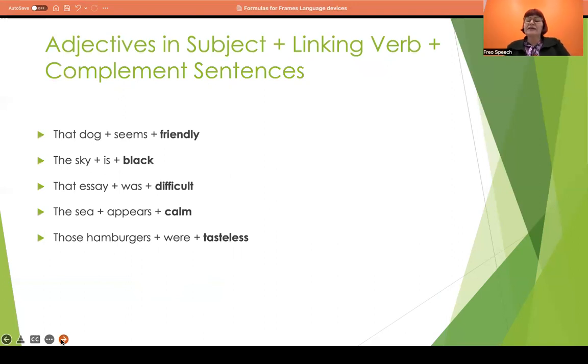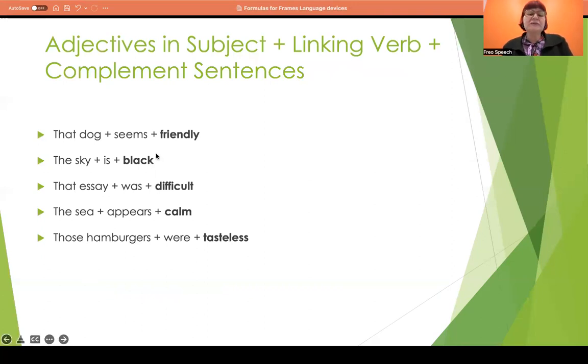And we also, this is a tricky one, lots of people don't realise that when we've got a linking verb like seems or is or was or appears or were, that's a linking verb. So that dog seems friendly. Friendly is the adjective. It's a friendly dog. It seems friendly. The sky is black. Black is the adjective. The essay was difficult. Difficult is the adjective in that sentence.